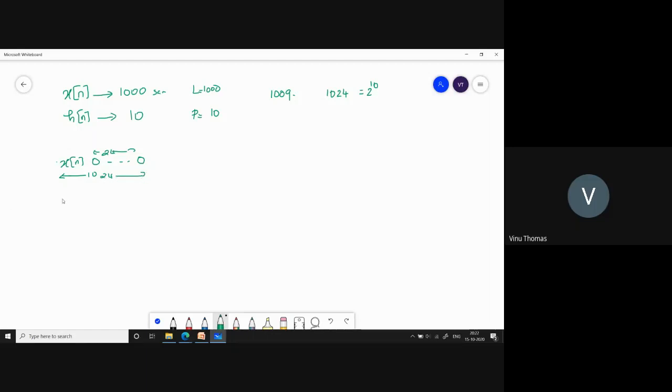And for the second, you have an H of n, which has got only 10 samples. So what we'll do is, we will put 1014 zeros, and make the length equal to 1024. Is that clear? And then we will take an X of k, which you can compute using an FFT. Then you compute H of k, which again you can compute using an FFT. Then you multiply H of k into X of k. So X of k into H of k.